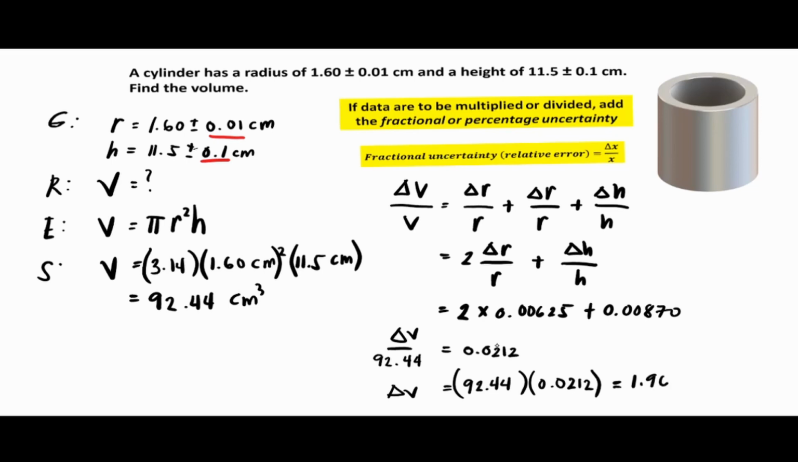We round off our uncertainty to one significant digit, so our volume for our cylinder with uncertainty is equal to 92 plus minus 2 cubic centimeters.